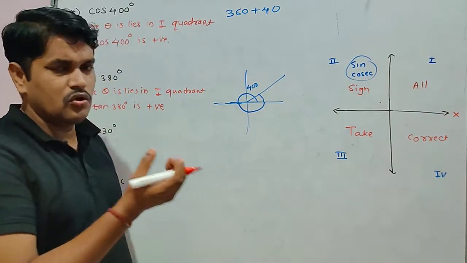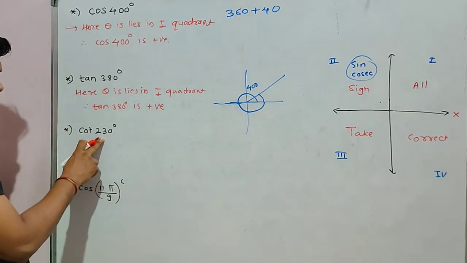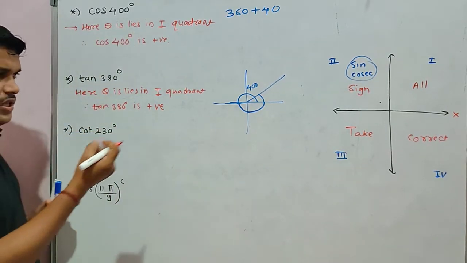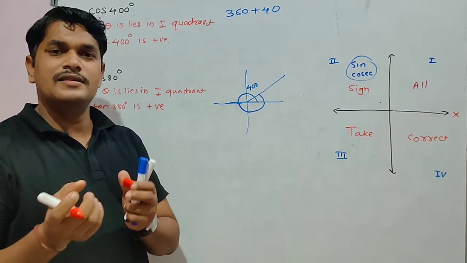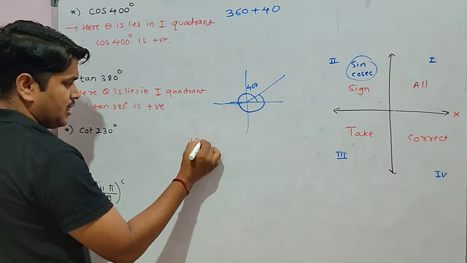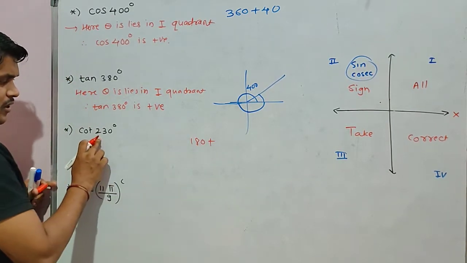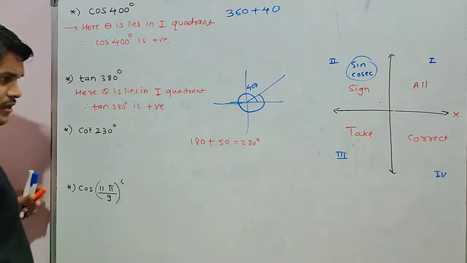230 means what? It is close to 180 degree. This 230 is greater than 180, or we can say it is near to 180. बरोबर ना? 180 ची जवळ आहे. So we can say 180 plus how many is required? We require 50 degree. So we get total 230 degree.